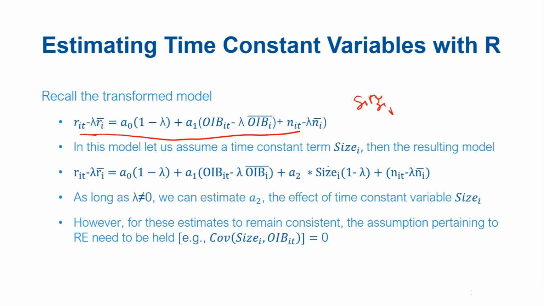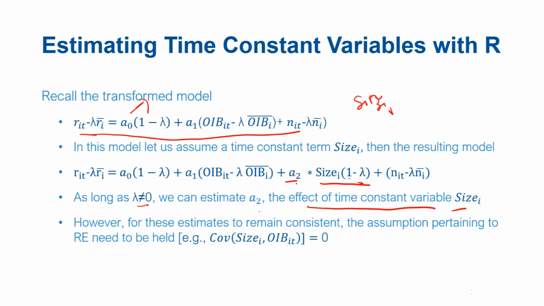Now, because this term is time constant, the transformed model will add another term, which is size i into 1 minus lambda, which is similar to this term, and as long as the estimated lambda is not equal to 0, that is, the model is not pooled OLS, we can estimate its coefficient A2. As long as this lambda is not 0, we can estimate A2 and we can estimate the effect of the time constant variable size.